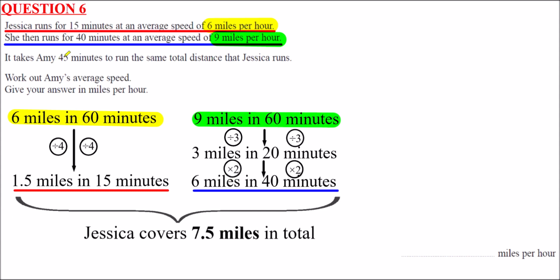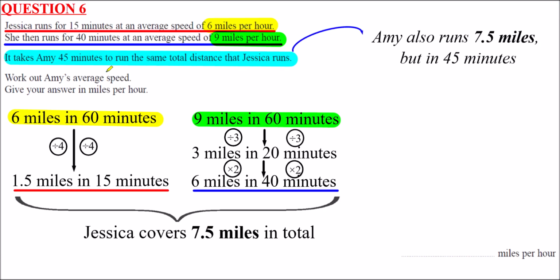We're told that Amy takes 45 minutes to run the same total distance that Jessica runs. So we've just worked out that Jessica runs 7.5 miles, so we can deduce, therefore, that Amy must run 7.5 miles in 45 minutes.